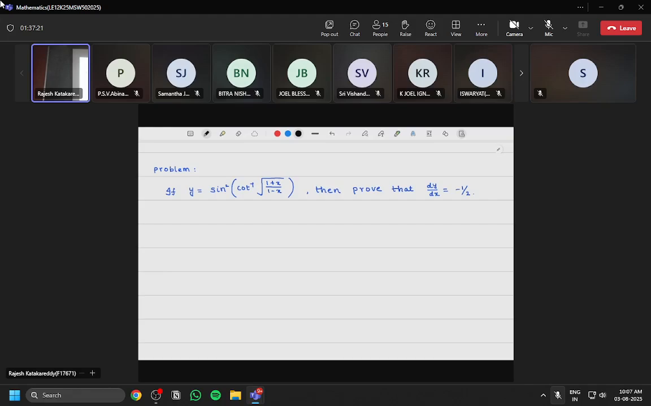Y equals sine square cot inverse of root of 1 plus x divided by 1 minus x. Then show that dy by dx equals minus 1 by 2. See here, when we are taking the substitution, first of all, tell me what you are going to take as x. Cos 2 theta. Notice that for cos 2 theta, the domain is satisfied. Else you cannot take cos 2 theta.